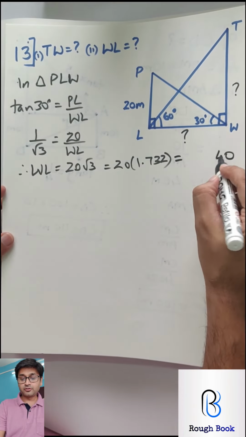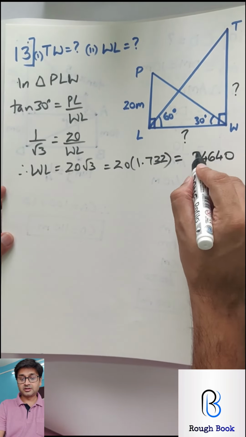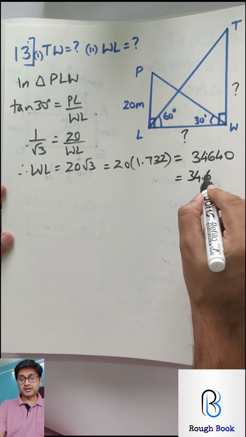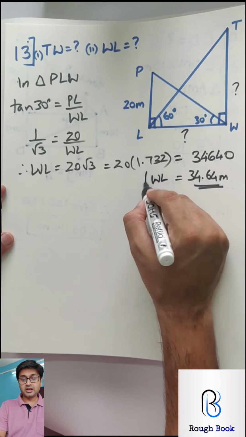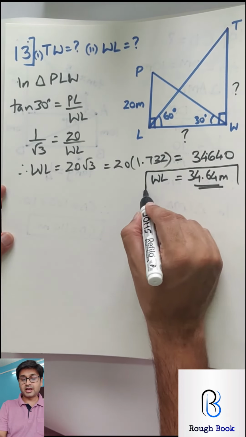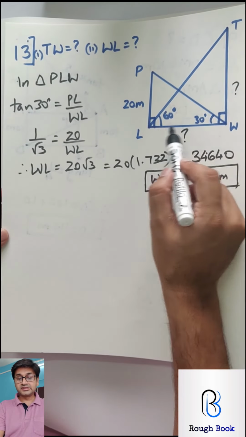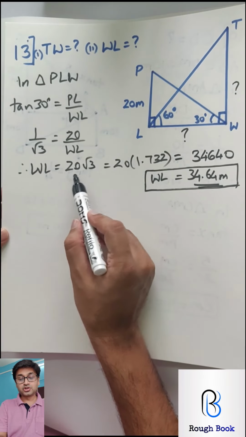1 0, 2 2s are 4, 3 2s are 6, 7 2s are 14, 2 ones are 2 and 1. 3 decimals. So my answer should be 34.64 meters. What is this? This is WL, the distance between the pillar and the tower. Okay, I have got this. Now when you use this WL for this triangle, don't use this decimal, use 20 root 3.